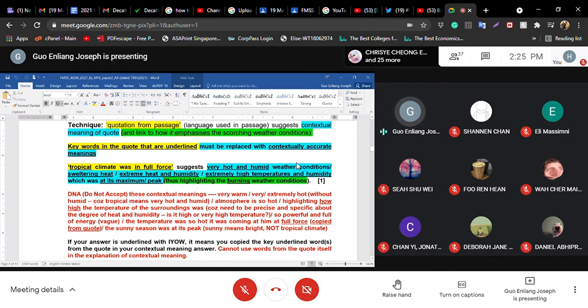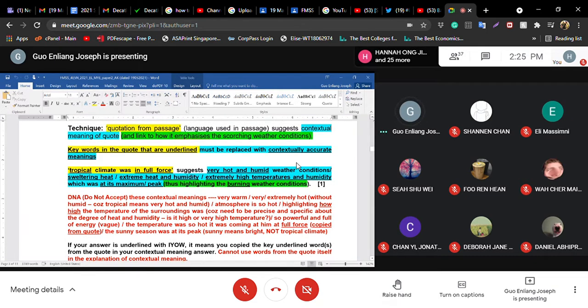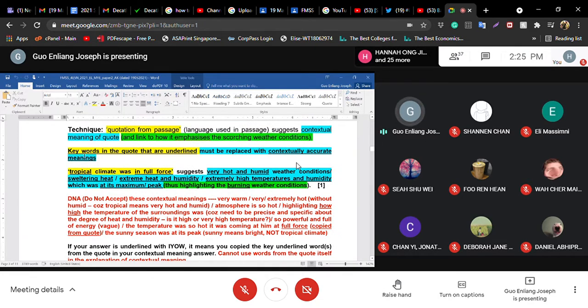As I said, this is optional. Highlighting replaces emphasizing. Burning replaces scorching. Weather conditions don't need to change because it's geographical in nature. All right, so that's how you replace the words. Okay, so you just need to copy the words in yellow, blue, green.